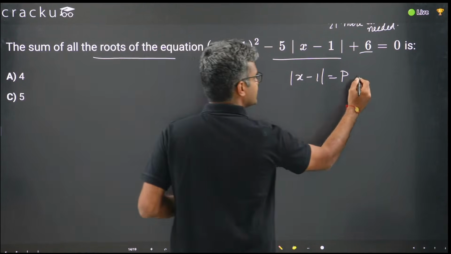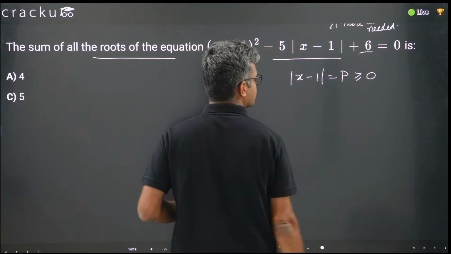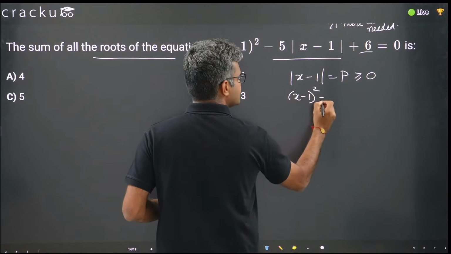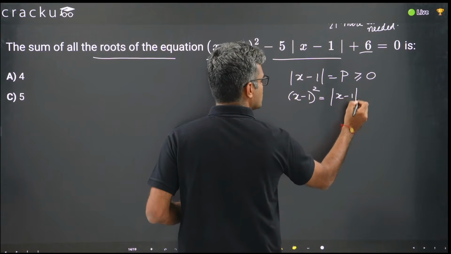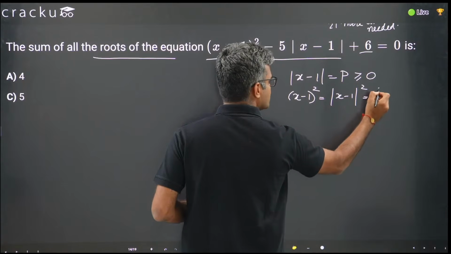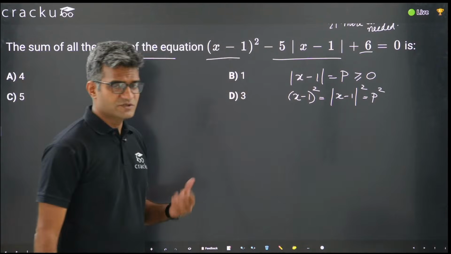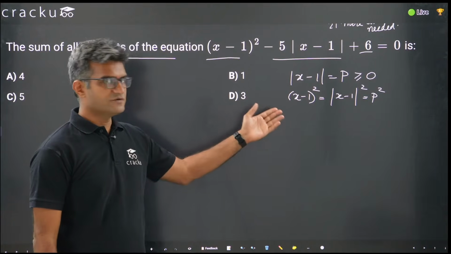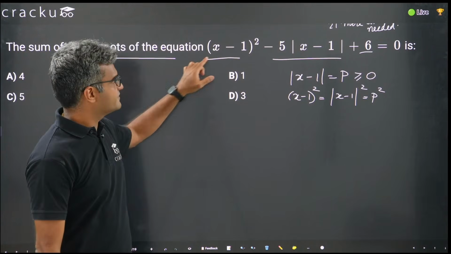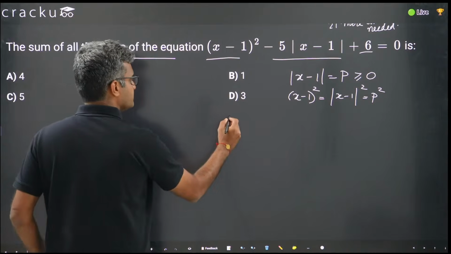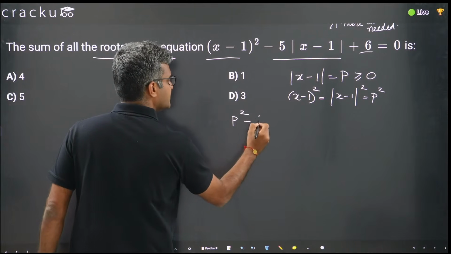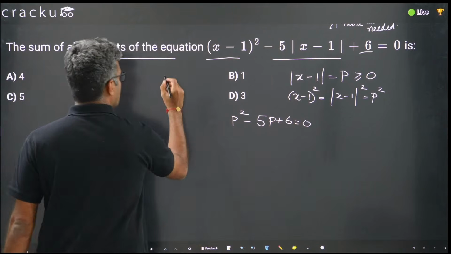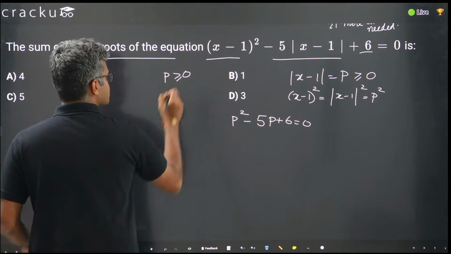So p has to be greater than or equal to 0. This is the first thing. And interestingly, x minus 1 whole square is equal to modulus of x minus 1 whole square, which is equal to p square. Because x minus 1 whole square is always greater than or equal to 0, it will actually equal modulus of x minus 1 whole square. So the given quadratic equation becomes p square minus 5p plus 6 is equal to 0, and we want p to be greater than or equal to 0.